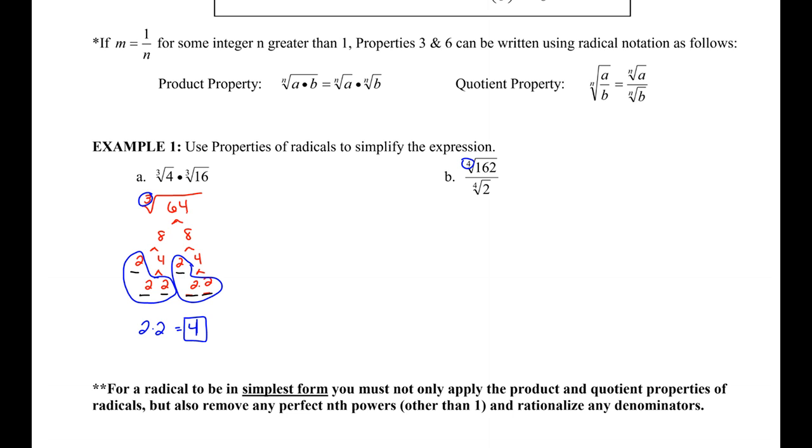Right, and then a little side note at the bottom, for a radical to be in simplest form, you must not only apply the product and quotient properties, but also remove any perfect nth powers other than 1 and rationalize any denominators. So go ahead and try example 1b on your own and then look at the next page.